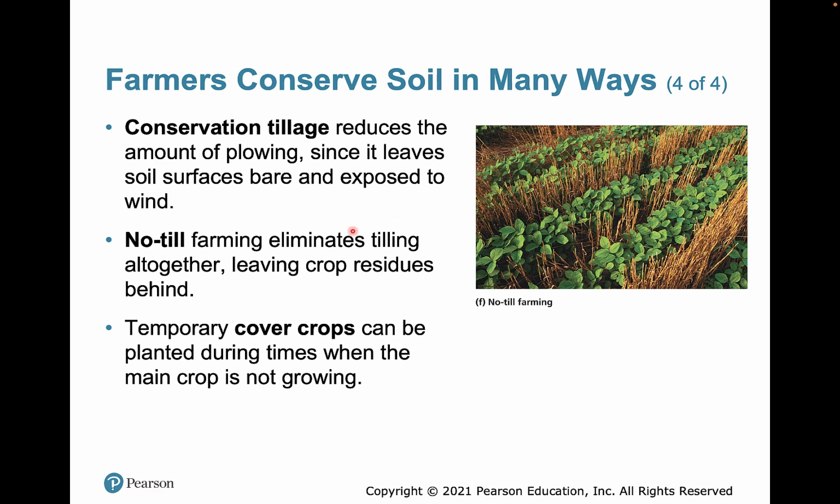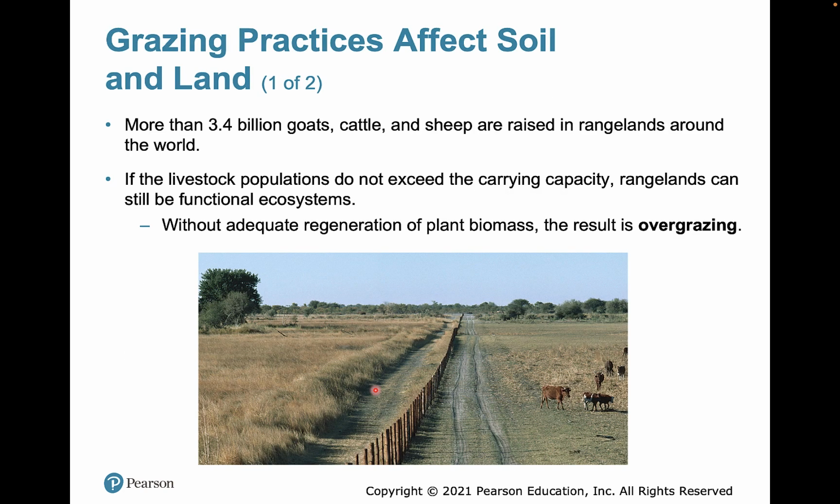Something else you can do is conservation tillage. You reduce the amount of plowing. You don't plow as deeply, you don't plow as often, so you don't leave bare soil surfaces exposed to erosion. Another thing you can do is no-till farming. You harvest your crop, and instead of tilling it under the ground again, you just plant right over top of it. That's what no-till farming looks like. And we talked about cover crops. You can plant them when the main crop isn't growing to help preserve the soil.